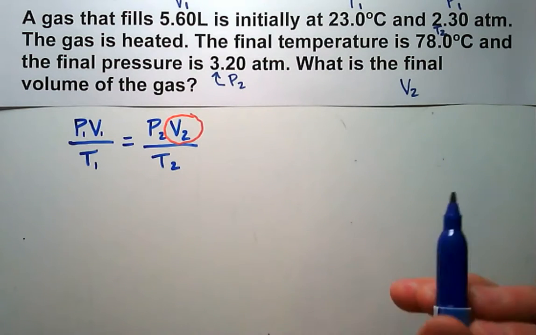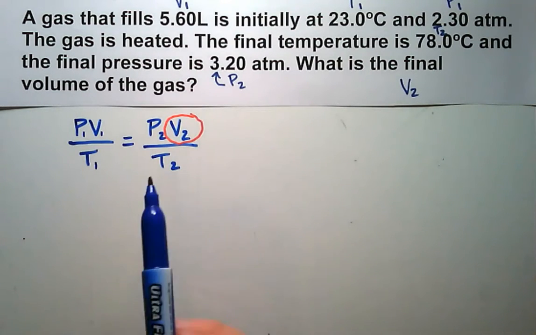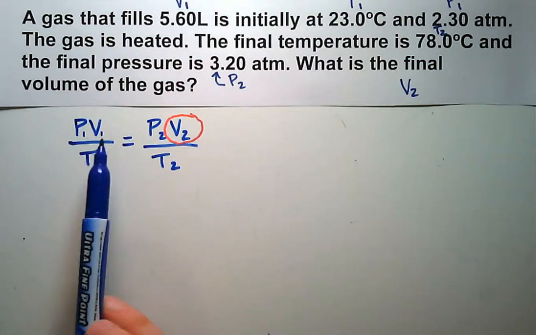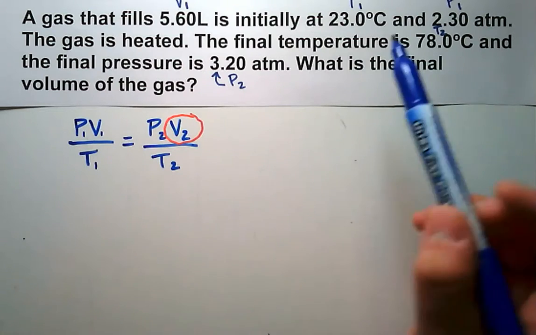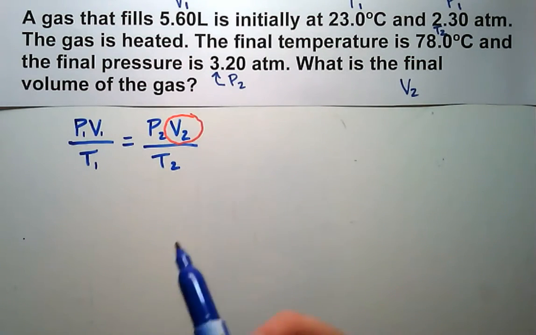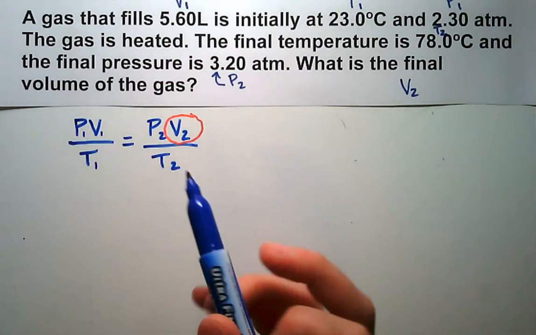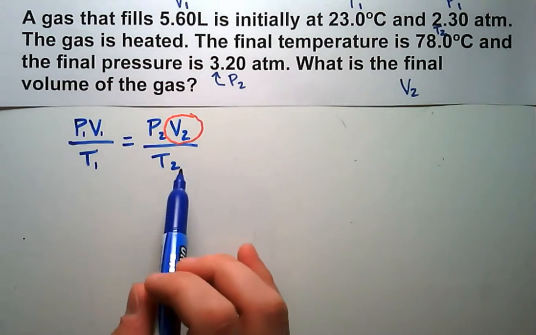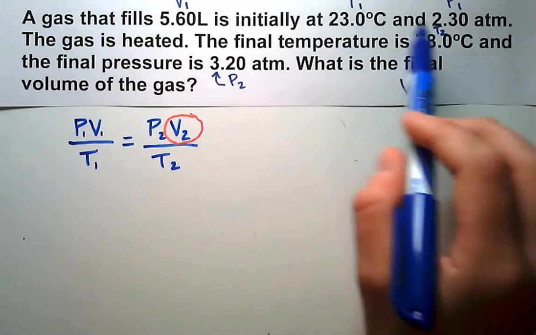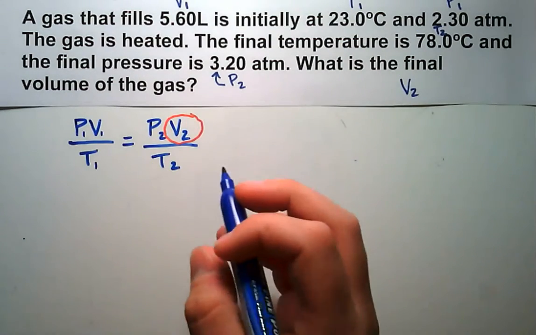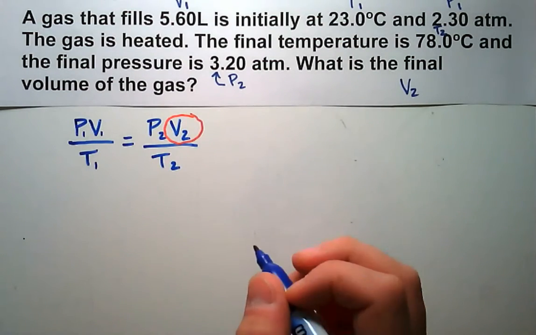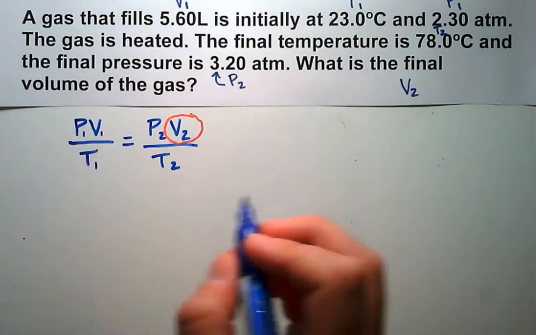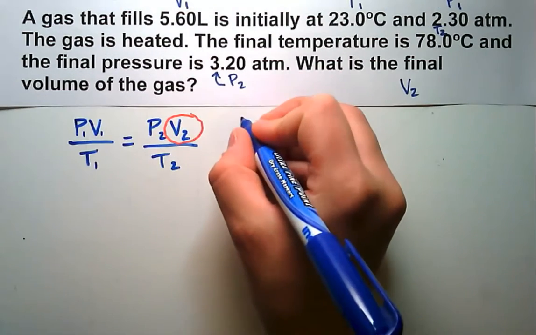Okay, so let's go ahead and substitute in some variables, and while we're doing this we need to pay attention to our units. Our units of pressure need to be the same for both of our values. Our P1 is in atm and our P2 is also in atm, so those are good. Our temperature, our T1 and T2 are both currently in Celsius, but we need those to be in Kelvin. So before we plug them in, we'll go ahead and convert those to Kelvin. So let's do that real quick.